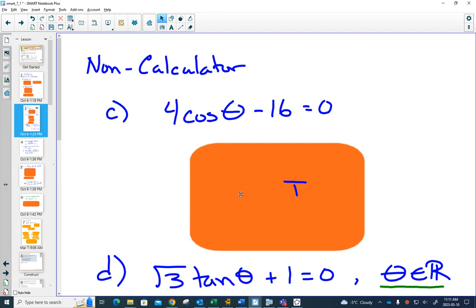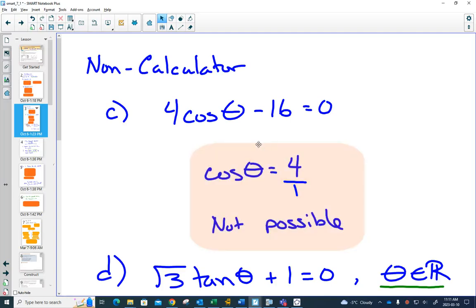Usually if it's non-calculator, either it comes from your unit circle, or there's another way you can do it without your calculator. Now this one, when you get cos theta by itself to be 4, you can't do that because it's impossible. Think about cos as adjacent over hypotenuse. The adjacent side would be 4, the hypotenuse 1. You can't draw a right angle triangle where the hypotenuse is less than the adjacent side. So that's why this one is not possible.